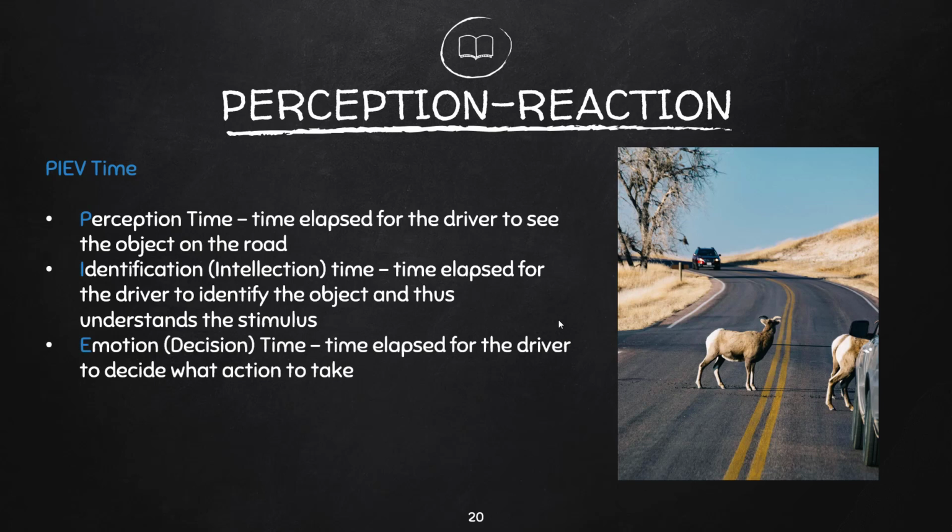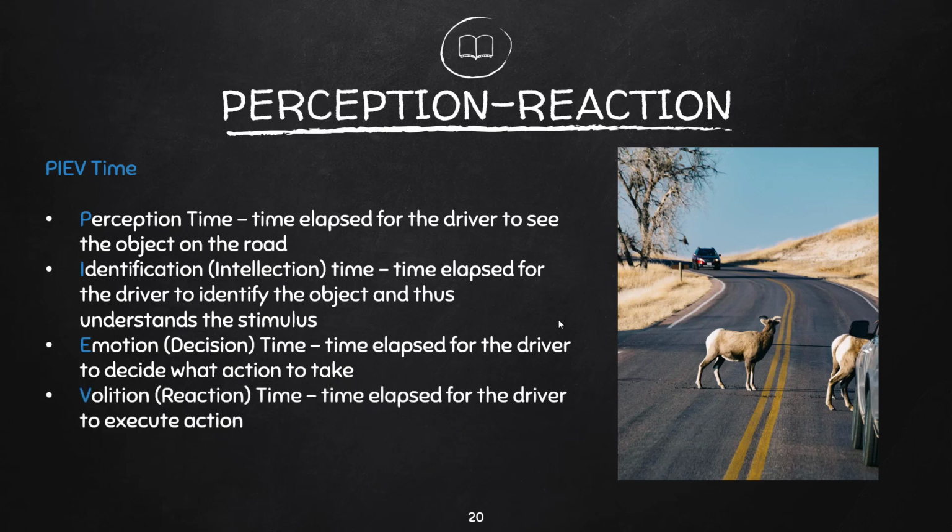Next is the emotion or the decision time. This is the time elapsed for the driver to decide what action to take. So will the driver stop? Will the driver steer away from the obstruction? And volition is the reaction time, time elapsed for the driver to execute the action. So this is the decision and this is the execution of that specific decision.